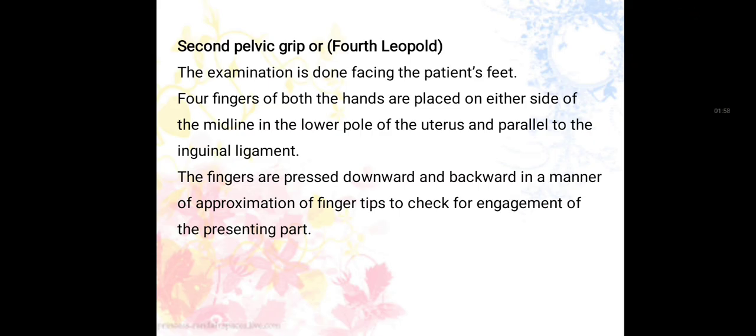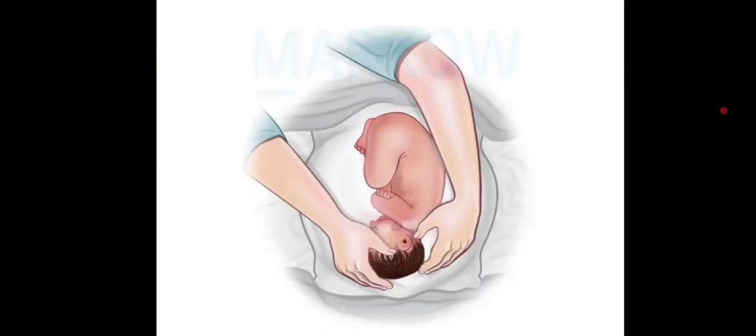Regarding the second pelvic grip, in this part we will face the patient's feet, using two hands, with four fingers of both hands placed parallel to the inguinal ligament on either side of the midline. The fingers are pressed downward and backward to approximate the fingertips to check for engagement of the presenting part. This is the second pelvic grip, checking for engagement.